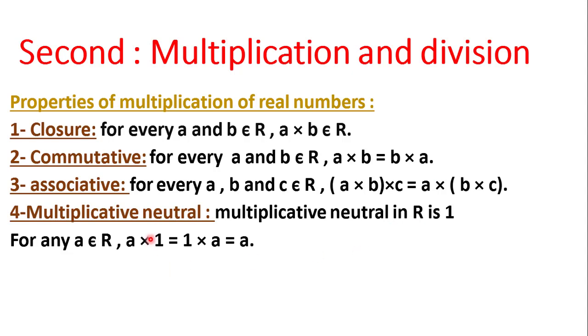Also, we have multiplicative neutral or identity. We have 1 as in natural numbers, integers and rational numbers. So the multiplicative neutral is 1, such that a times 1 equals 1 times a, which is a.